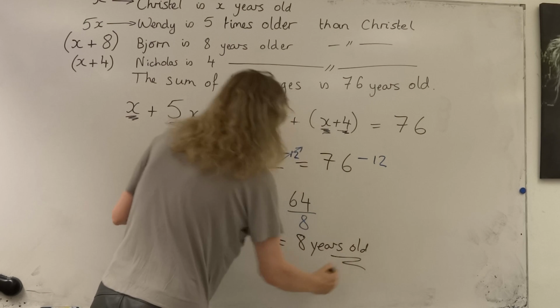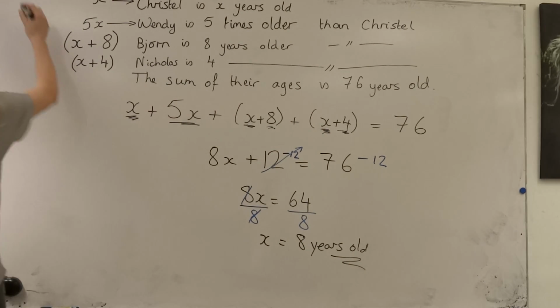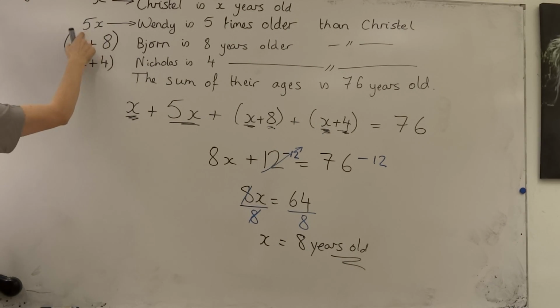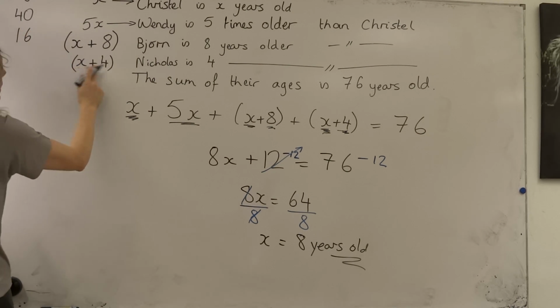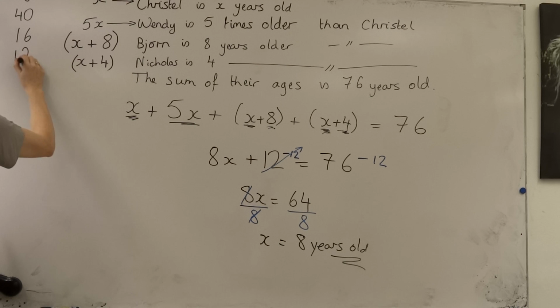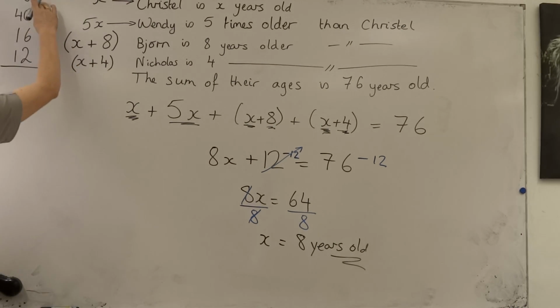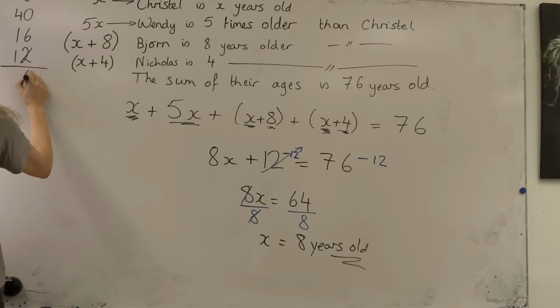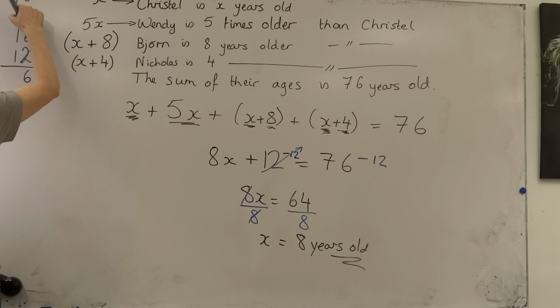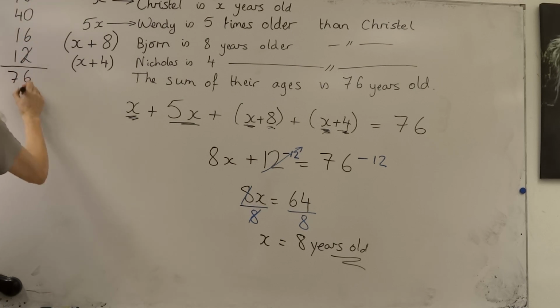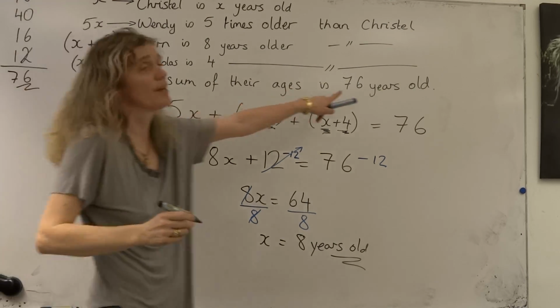So we now know that Christel is 8. If Christel is 8, then Wendy is 5 times as much. 5 lots of 8 are 40. Björn is 8 plus 8, which would be 16. Nicholas is 8 plus 4, which would be 12. And if I've done all of this right, my check should add up. 8 plus 2 is 10. 10 plus 6 is 16. 4, 5, 6, 7. 76. Oh look, I get back to 76.